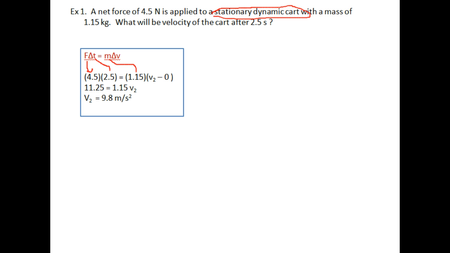So that means that v1 was 0. And we need to find v2. And change in velocity is always v2 subtract v1. So v2 subtract 0. Multiply here, and you get 11.25. v2 subtract 0 is just v2, times 1.15. And to solve for v2, divide both sides by 1.15. And you have 9.8 meters per second.